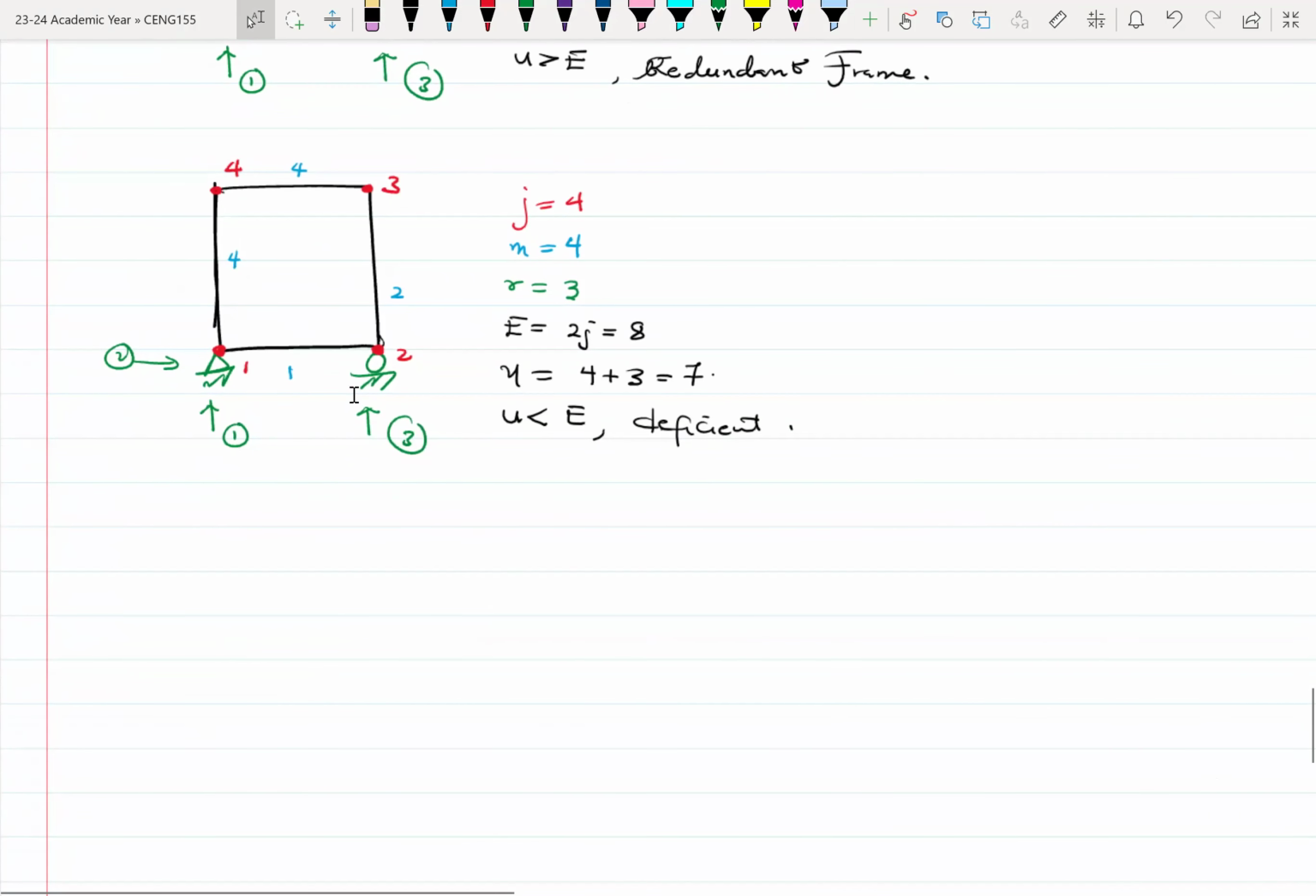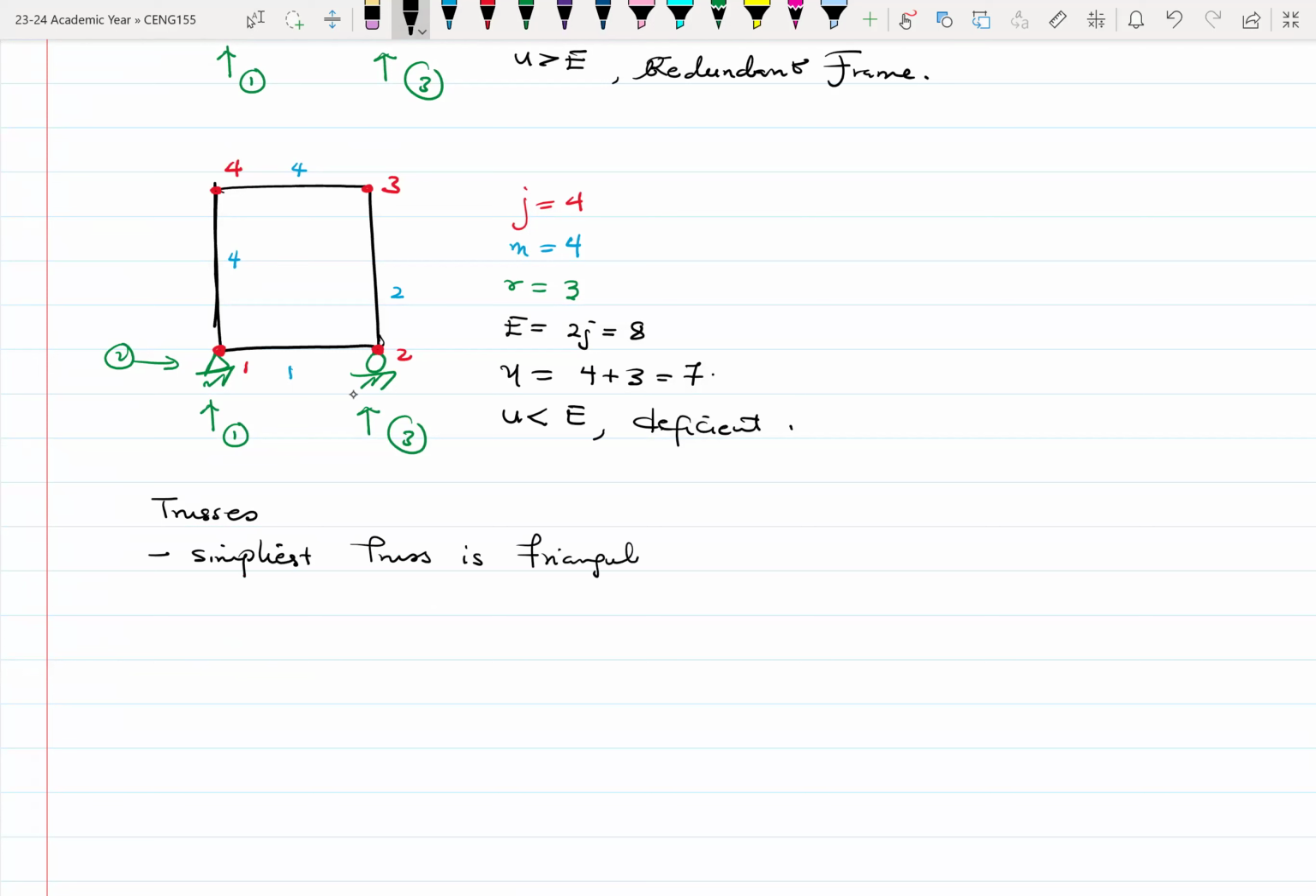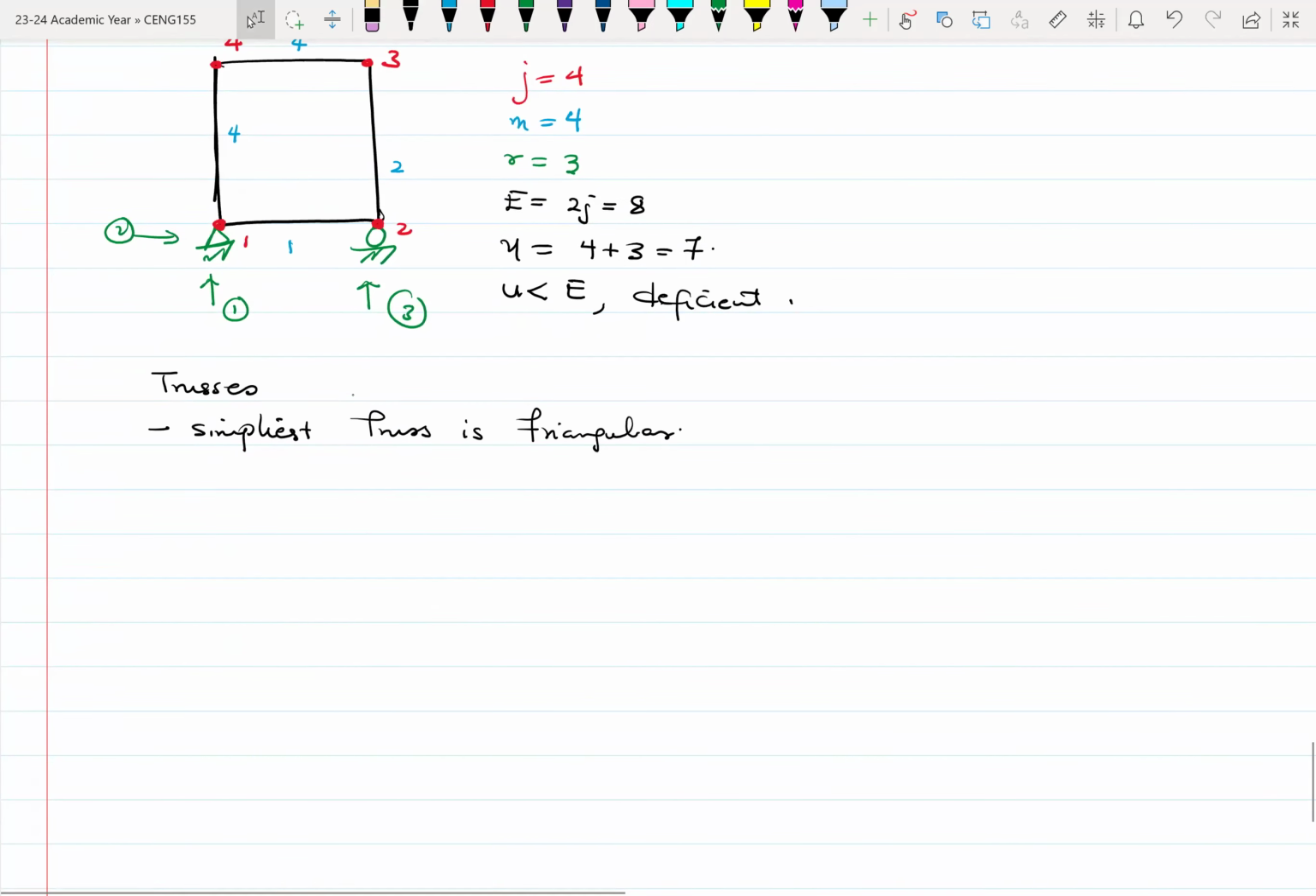And also, when dealing with trusses or frames, in this case, anytime I say frames, I mean pin jointed frames or trusses, right? The same thing. So when you are dealing with trusses, the simplest truss is a triangular truss. So this is the simplest truss.